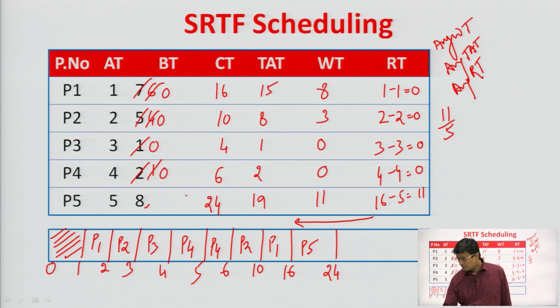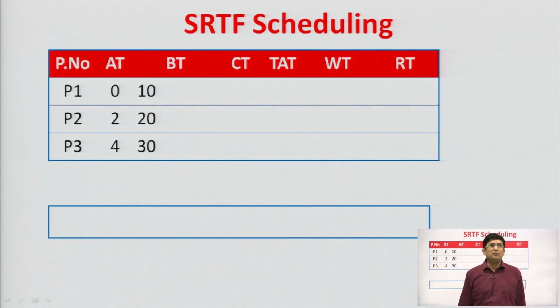Now, let us solve another problem for the SRTF. Here we have only 3 processes. Let us make a Gantt chart.